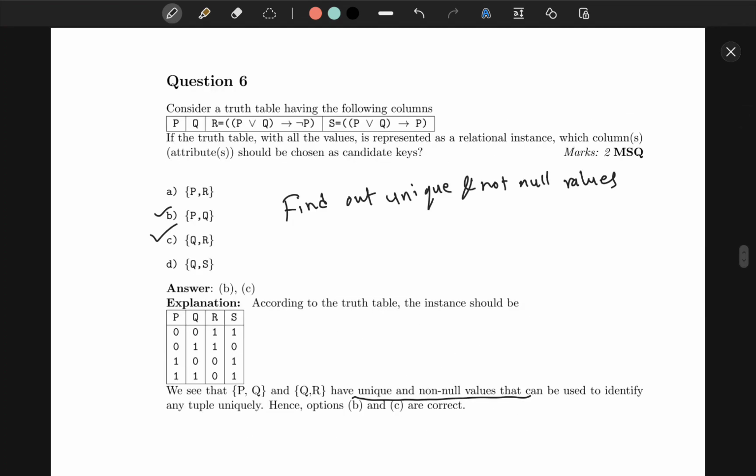Let's move on to the sixth question. For this question you will have to do a little bit of work. You will have to solve this logical expression and find the truth table. From this truth table you just have to find unique and not null values, which you can clearly see P and Q are going to be unique since the input. So first you can easily find that option B is correct, and for Q and R you need to check the relation.